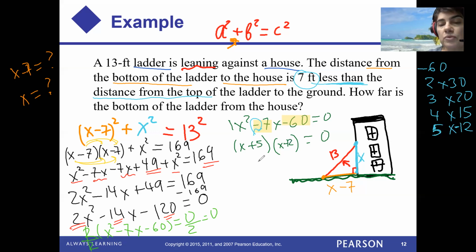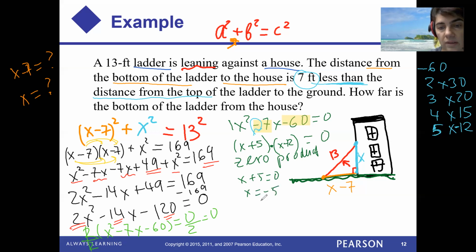Now, how do you solve a quadratic equation from here? You're using the zero product property, which is x plus 5 equals 0, which is x equals negative 5, or x minus 12 equals 0, or x equals 12. Which one is now the length of this x? Well, it's a length, right? So the length is a positive number. You don't have negative lengths in houses. So this means that you can cross out the negative.